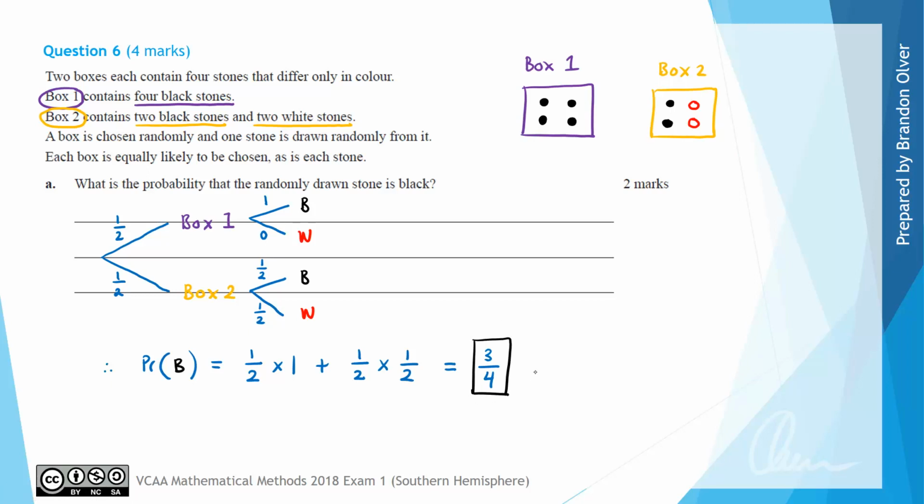Now that was a lot of working to get what is a very simple question really if you just look at the 2 boxes we originally drew. Because we have an equal chance of selecting either box and an equal chance of selecting any of the stones within those boxes, there's a 6 in 8 chance, which simplifies to 3 quarters, which we found using the tree diagram.